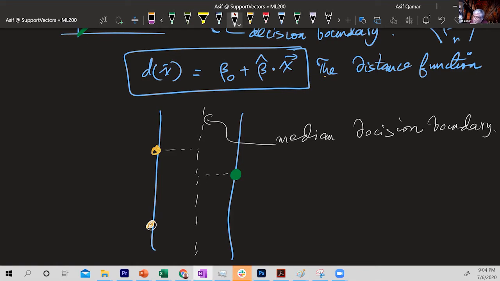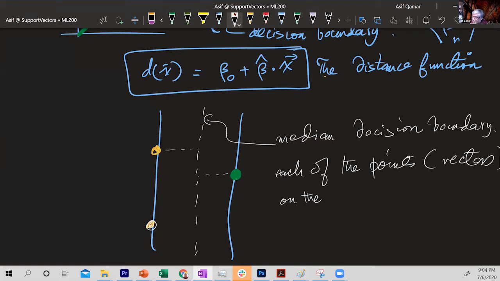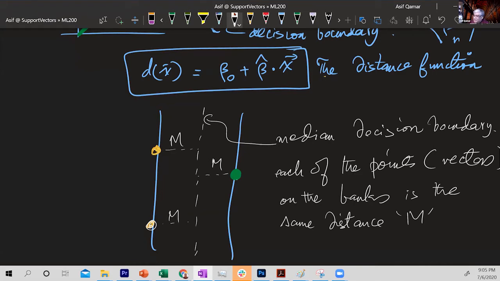Right? So each of the points, vectors on the banks is the same distance. Let's say m. Let me call this distance m. Would you agree that all of them would be the same distance m from the decision boundary? Right? So this is your boat, right?